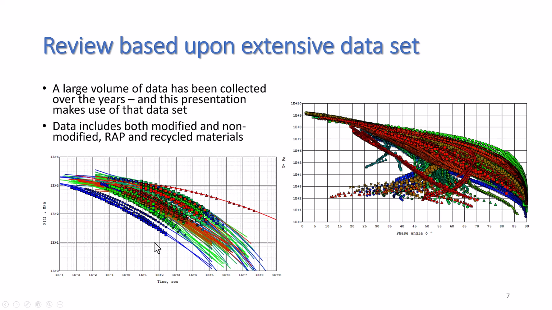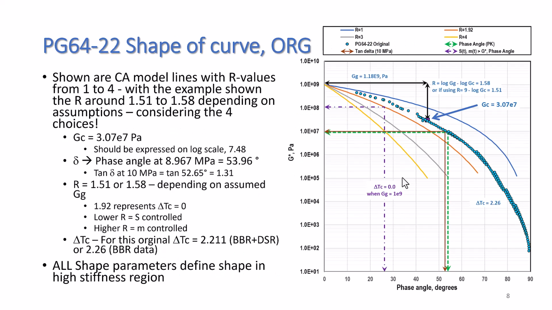So a very large volume of data, and what I wanted to do was basically analyze this data from both bending beam rheometer data sets and the matching DSR combination data sets, and see what will happen with the parameters that we might be getting. Those 4 parameters: delta TC, the crossover modulus, the phase angle at a constant modulus, and the R value, and see how these compare when we do the analysis.